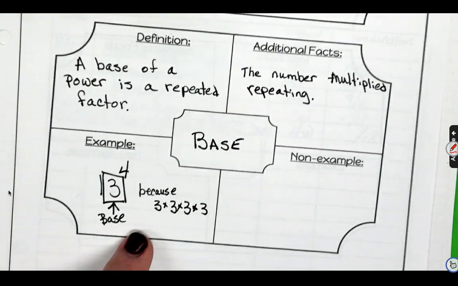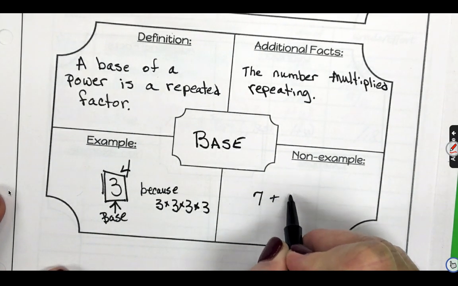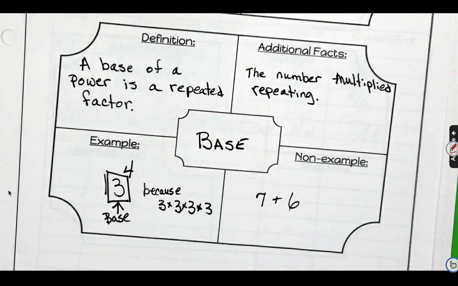I'm showing why, because that kind of goes with the additional facts, doesn't it? Is this an example using that additional facts? Yes. Sure it is. The base is always the one on the bottom, written the normal way. Okay? Give me a non-example, not a math example. Yes, ma'am. 7 plus 6. It's not an example. That's true. Okay?